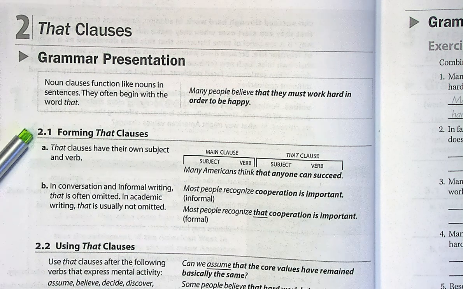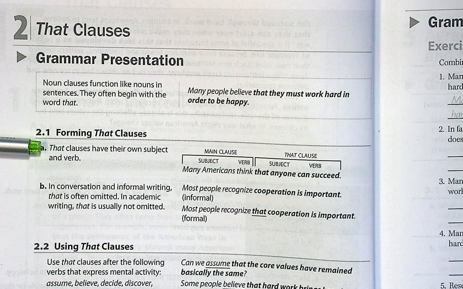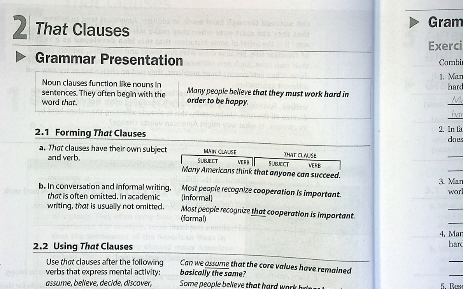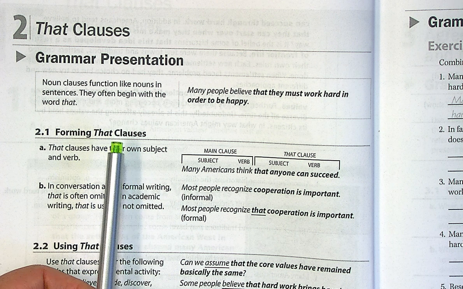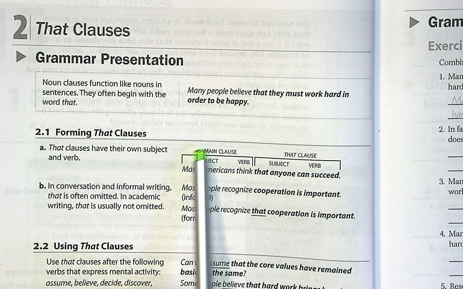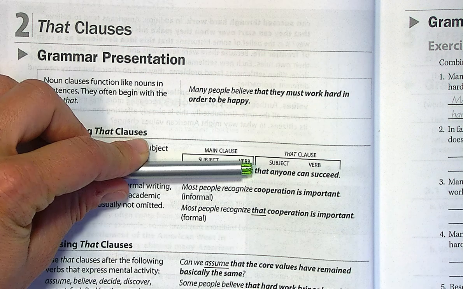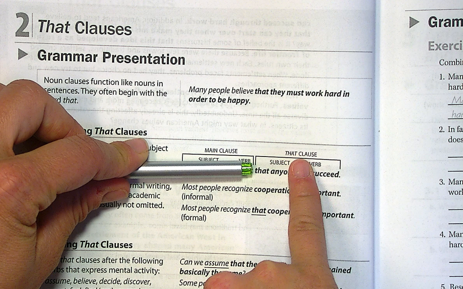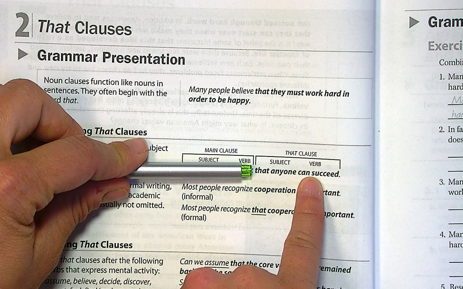To form a that clause, the that clause must have its own subject and verb. We already know this because we know that all clauses, main clauses, dependent clauses, independent clauses, subordinated clauses, adjective clauses, any clause means subject and verb. If we look at our example here, many Americans think that anyone can succeed. We have our main clause, many Americans think. That's the beginning of our sentence. What do they think? It's working like a noun in the sentence, taking the place of the word something. And this is a noun clause because we have our introducing word, that. Then we've got a subject, anyone, and we've got our verb, can succeed.